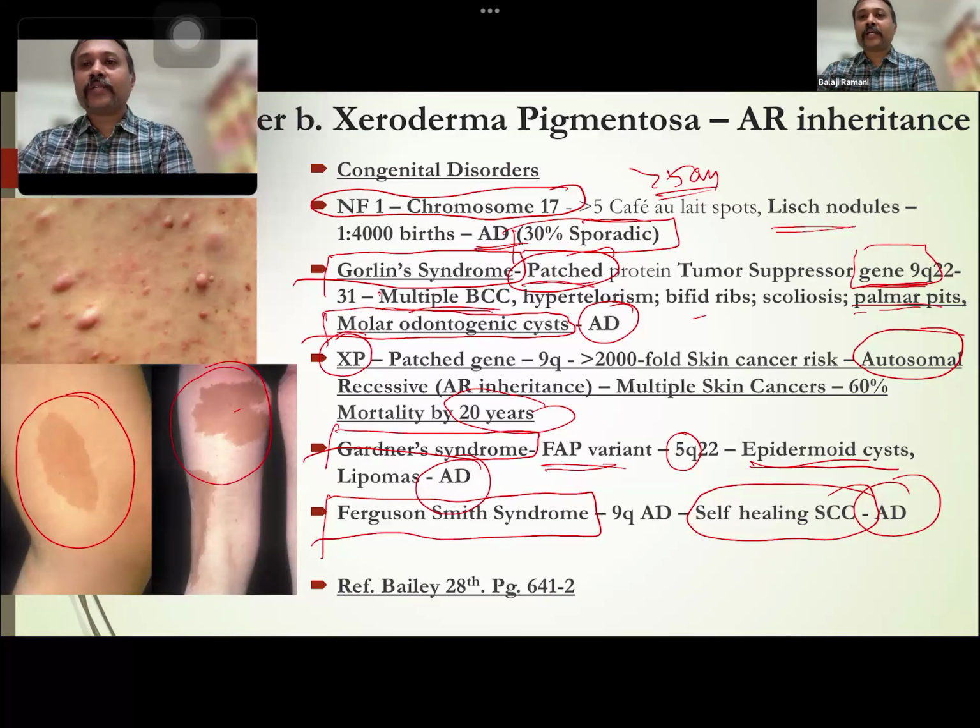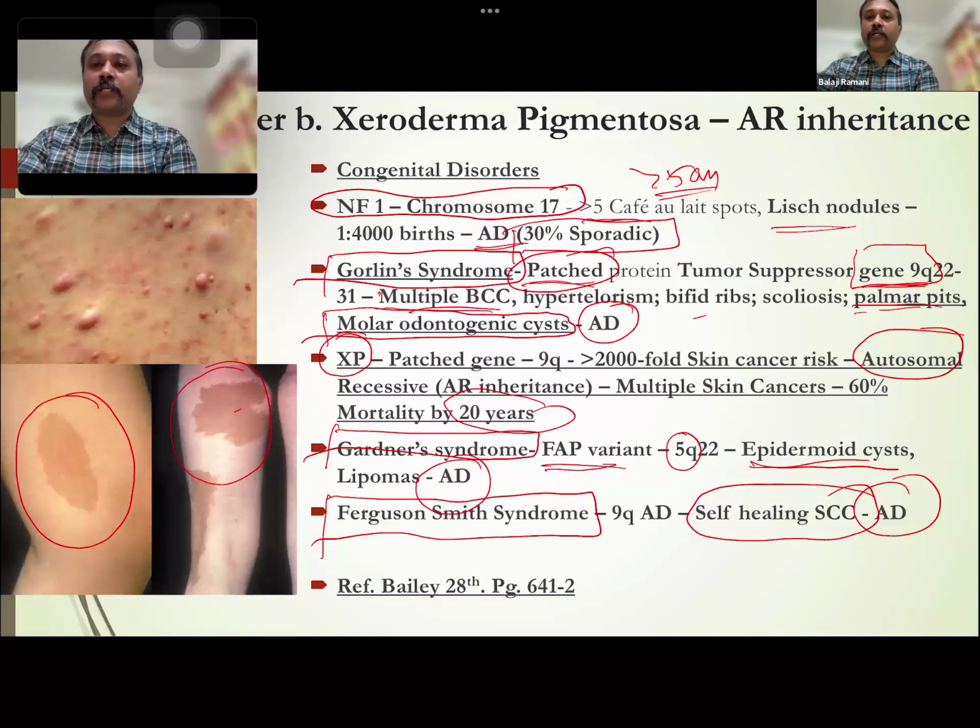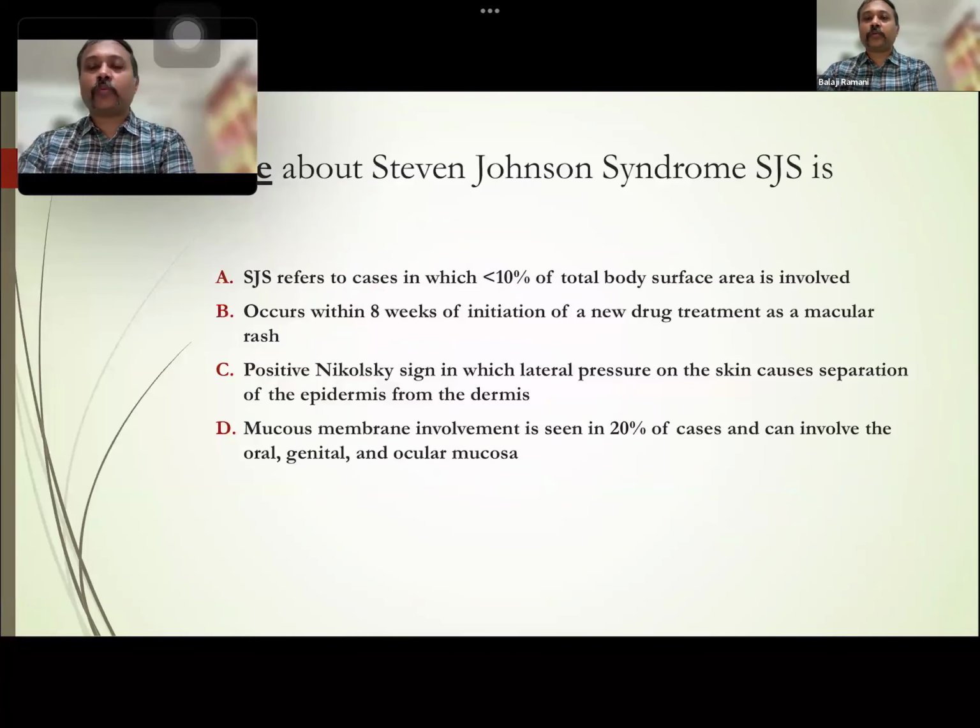So that gives you the answer. The only recessive mode of inheritance is going to be the xeroderma pigmentosa gene, which is the PTCH gene, which is involved here.